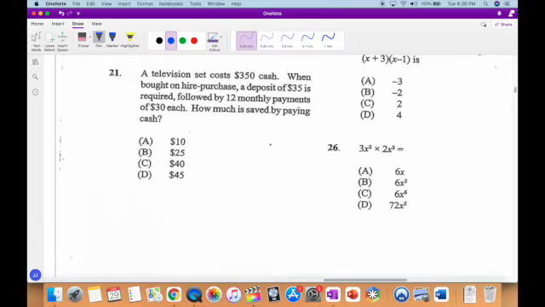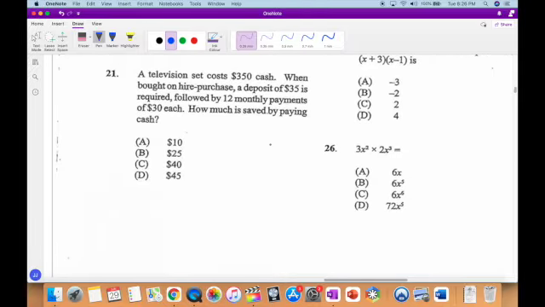A television set costs $350 cash. When bought on hire purchase, a deposit of $35 is required.